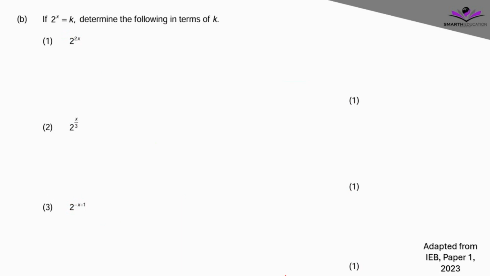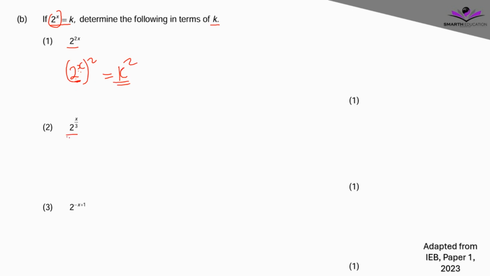Let's do question 7b. If 2 to the power x is equal to k, determine the following in terms of k. So it means we have to rewrite these expressions with 2 to the power x. We must have 2 to the power x in these expressions. So this one will be 2 to the power x squared. This is just the same as this. And then where there's 2 to the power x, we can put k, which is k squared.